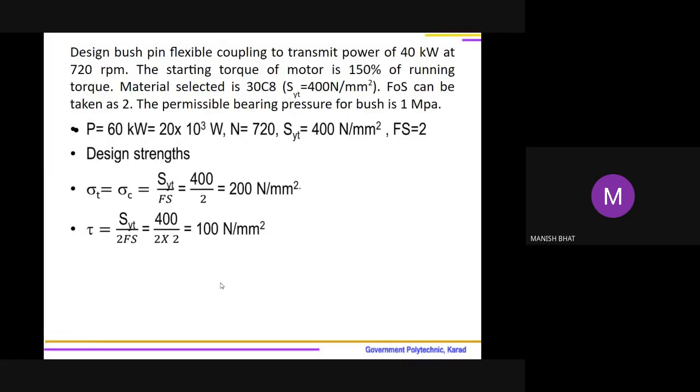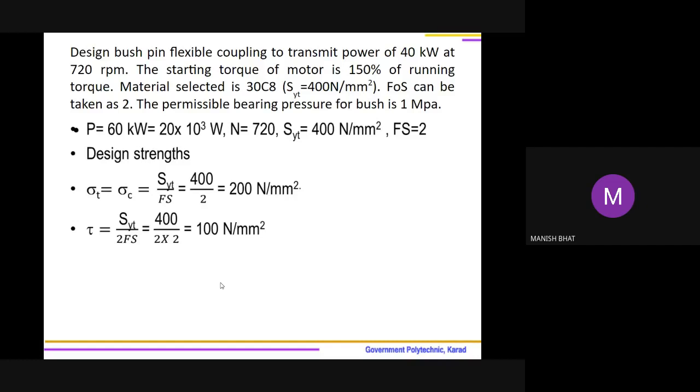Power is 40 kilowatt, so it is 40 into 10 raised to 3. N is equal to 720. SYT is equal to 400 Newton per mm square. SYT, yield tensile strength, is given. From this yield tensile strength, we will be finding out tensile strength, crushing strength, and permissible shear strength.